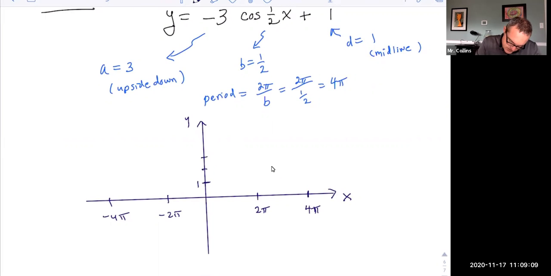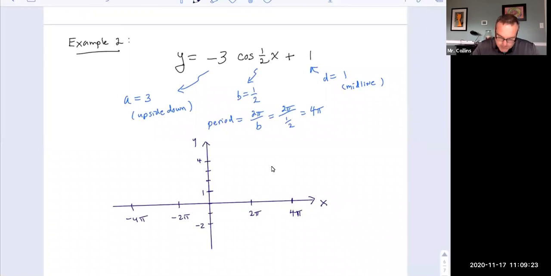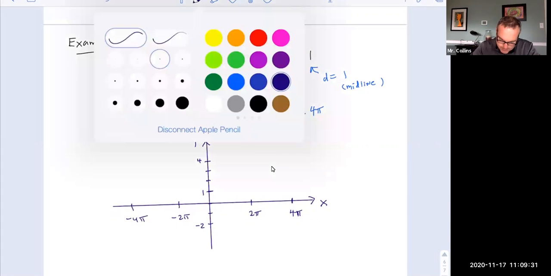So 3 up would take me to 4, 3 down would take me to -2, and 4 and -2 are my high and low values, right? Finally, what's the deal? It's a cosine. Remember, cosine should start at a high point. It should start at a maximum. But because of the negative, I'm going to start down at the bottom at a minimum.